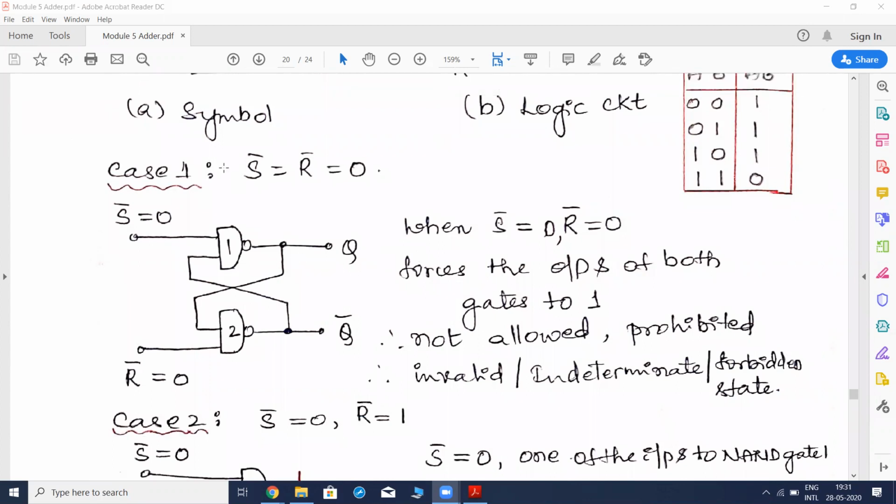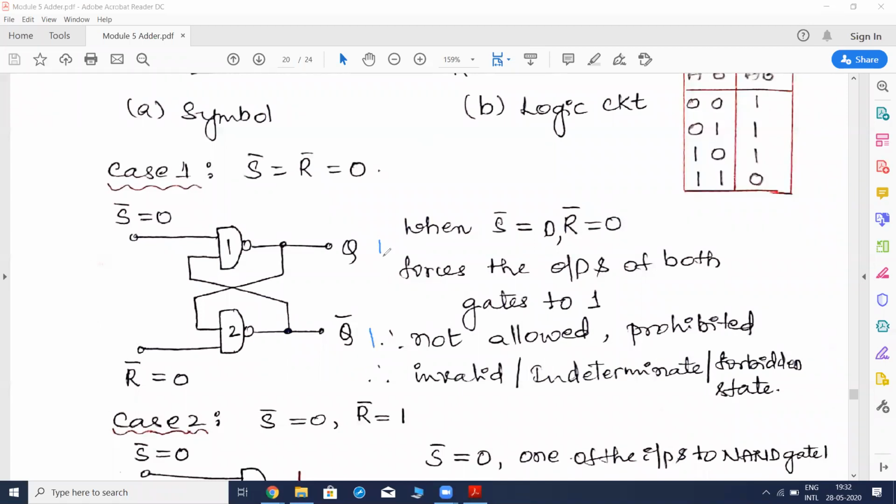Now let us go for the analysis. In the analysis, the first case that is taken is S bar R bar equal to 0. That means S bar is equal to 0 and R bar is equal to 0. When we give S bar equal to 0 and R bar equal to 0, according to the NAND gate truth table, if any one of the inputs to a NAND gate is 0, then it will force the output, so it will force both the outputs to be equal to 1.